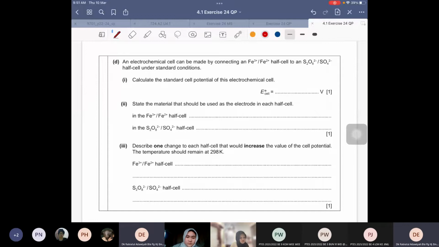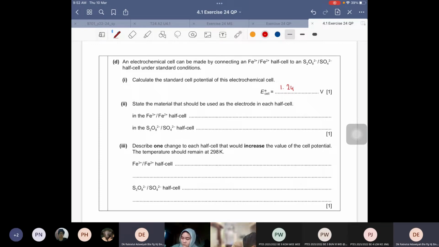We'll try to finish this question just before you go. An electrochemical cell made by Fe3+, Fe2+, and then S2O8 2- and sulfate. Calculate the standard cell potential. Of course, I will just give you the answer. Standard cell potential, that is D part A, 1.24 volt. State the material. I will skip that.